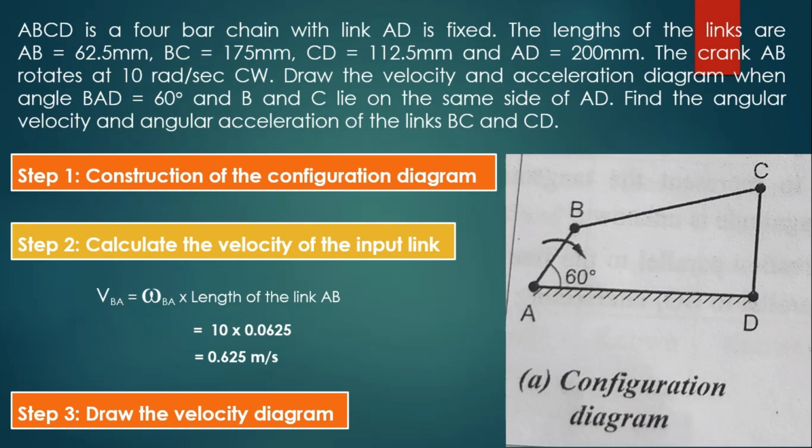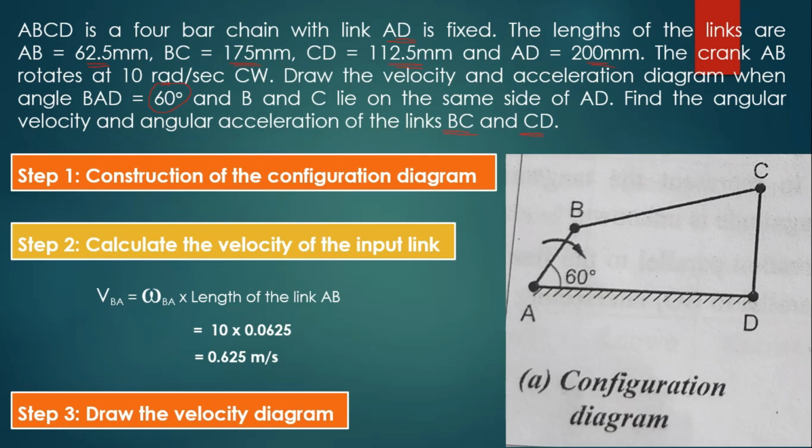It is a simple problem, so now I will read the problem. ABCD is a 4-bar chain with link AD fixed. The lengths of the links are AB 62.5 mm, BC 175 mm, CD 112.5 mm and AD 200 mm. The crank AB rotates at 10 radian per second clockwise. Draw the velocity and acceleration diagram when the angle BAD is 60 degrees and B and C lie on the same side of AD. Find the angular velocity and angular acceleration of the links BC and CD.